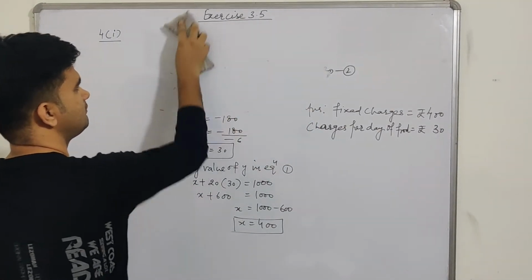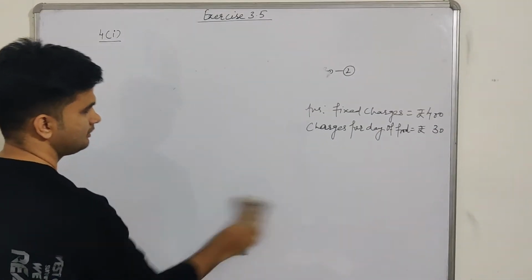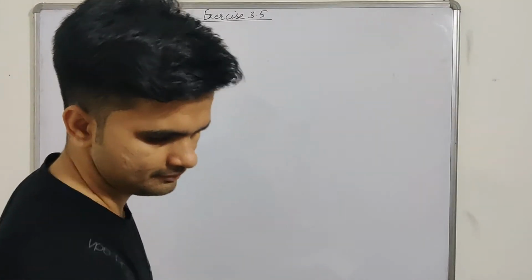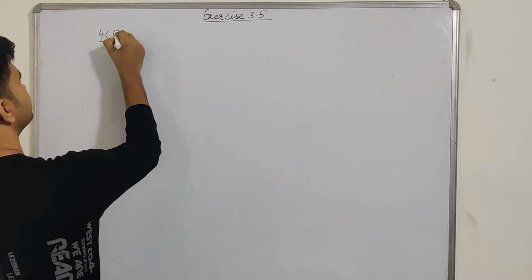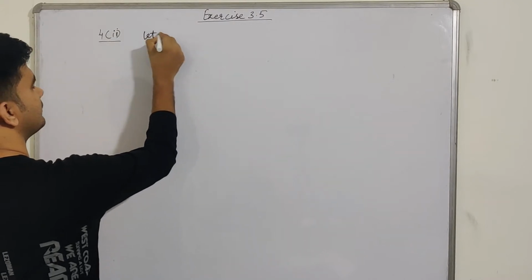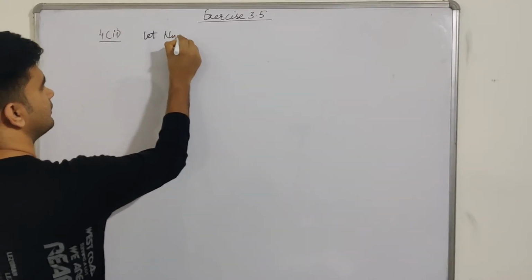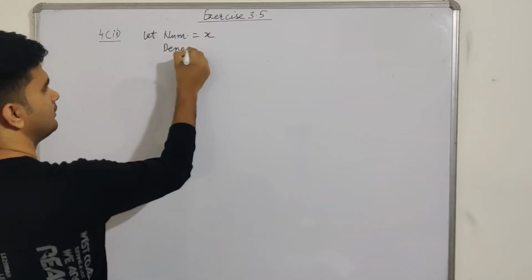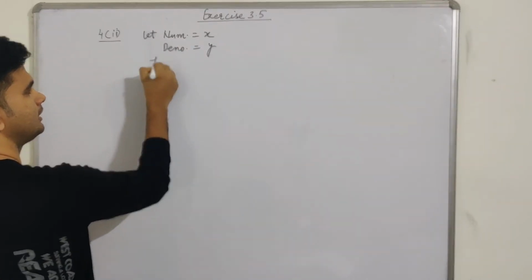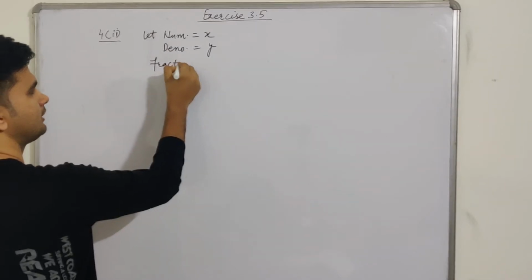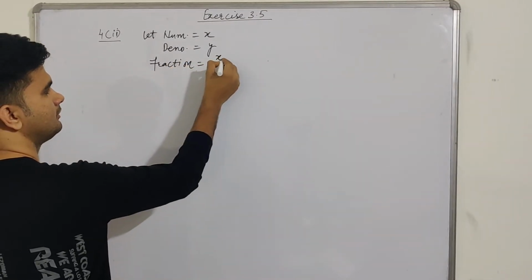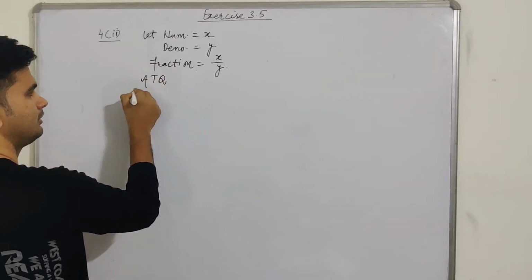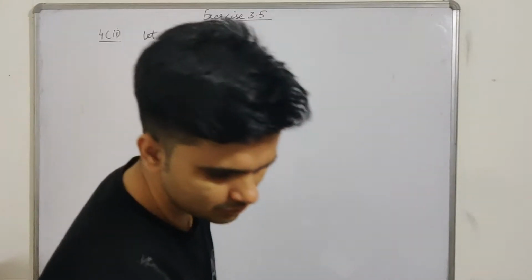So we will start it with: let the numerator be equal to x, denominator be equal to y. So the fraction is equal to x over y. Now move according to the question.